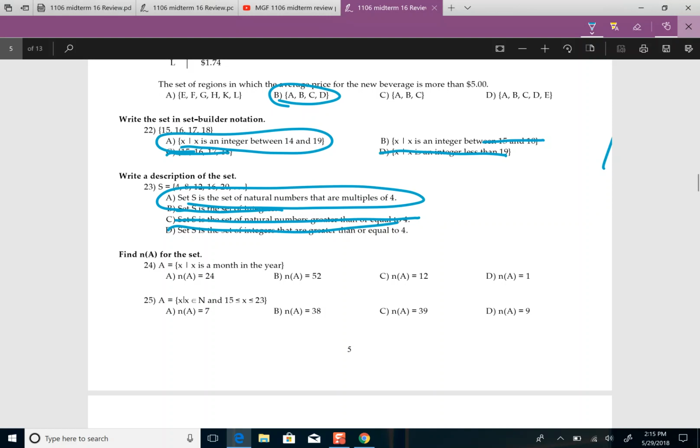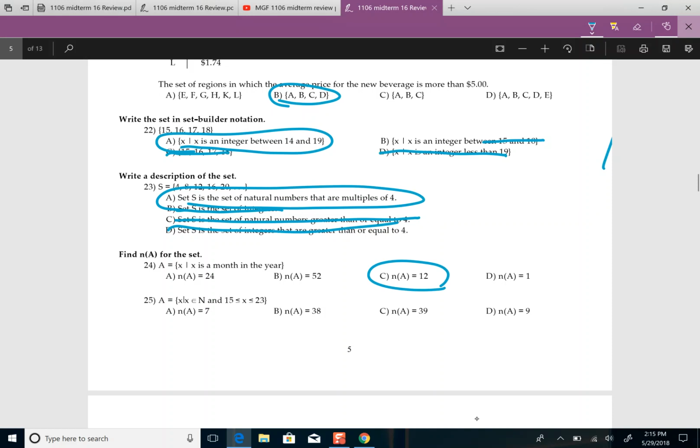Number 24 says find the number of elements in A for the set A where x is a month in the year. Well, we know there are 12 months in a year, so I'm reading through A, B, C, D, and I see 12 is for C, and so that's what I want to pick. There are 12 months in a year.